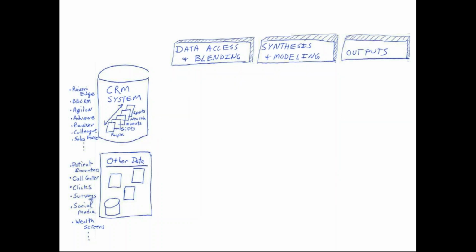So let's just step through. I'm going to step first through data access and blending, then synthesis and modeling, then outputs, and look at some examples of use and also misuse.